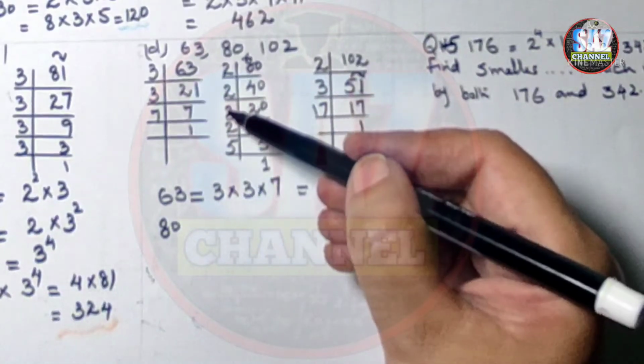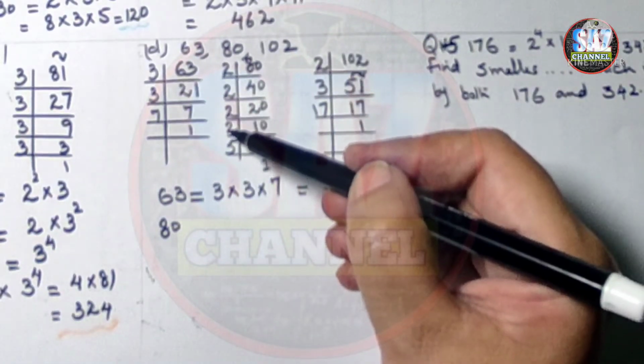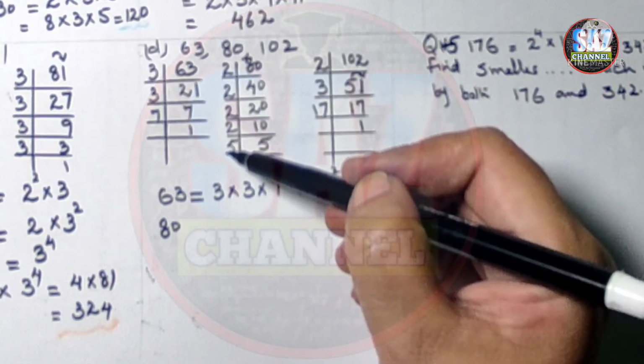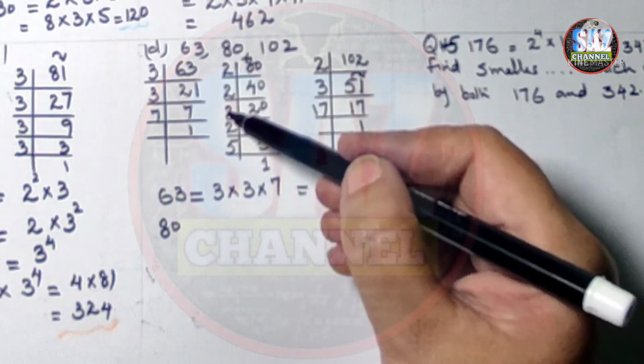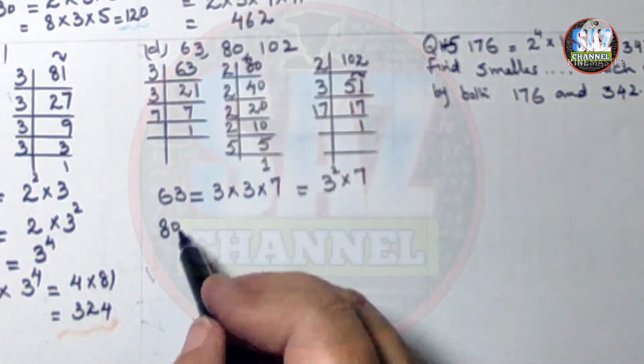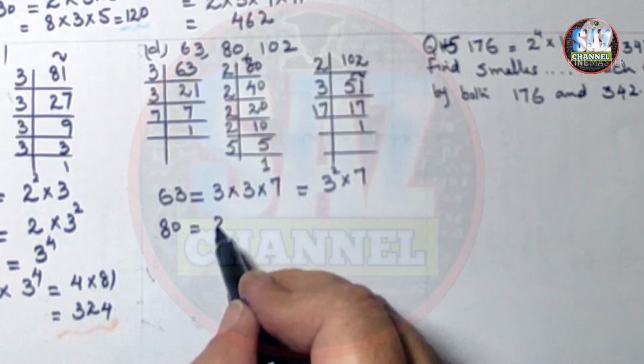2, 4, 8, 16. 16 fives are 80. 5, 10, 20, 40, 80. Okay, you have to confirm your working as well.